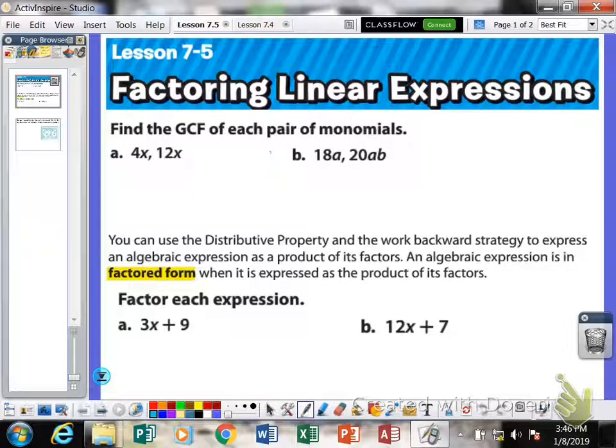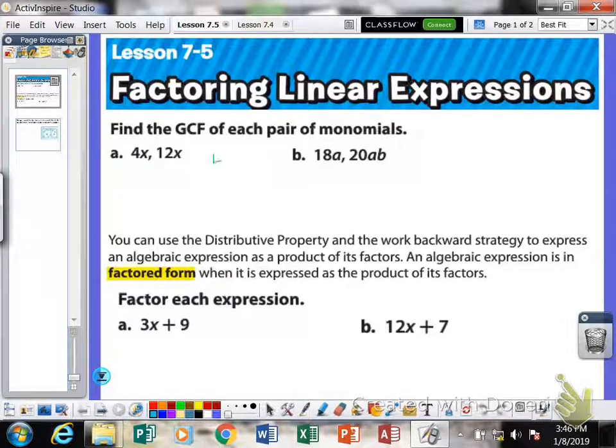In lesson 7.5, we're going to learn how to factor linear expressions. So first, find the GCF of each pair of monomials. Now, you might have learned this in 6th grade or 5th grade when you started doing GCFs. A nice way to do this is to set up a box or a table.